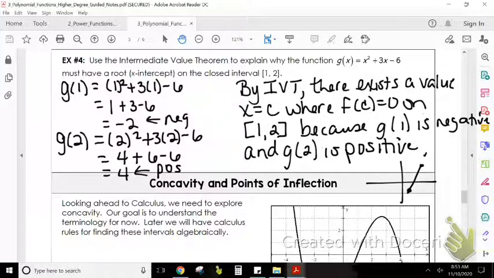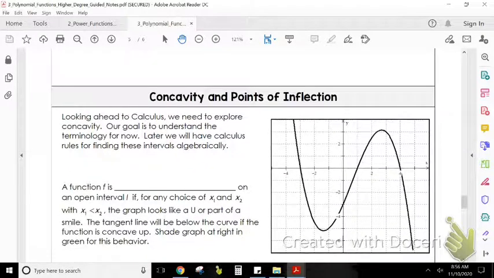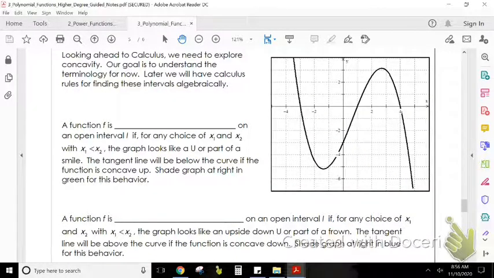All right, and then concavity. Looking ahead to calculus, we need to explore concavity. Our goal is to understand the terminology for now. Later, we'll have calculus rules for finding these intervals algebraically.